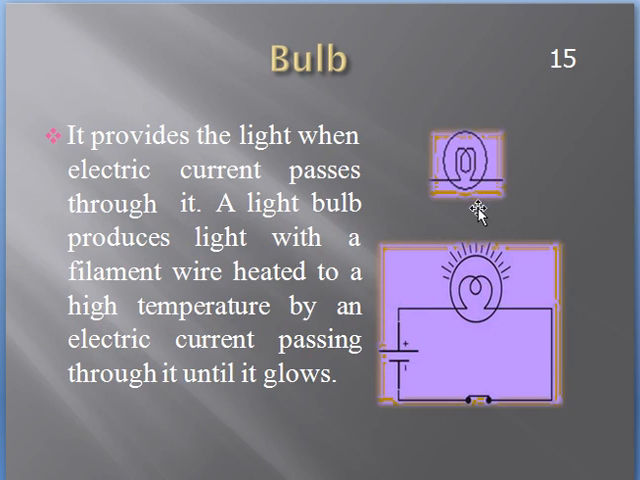This symbol represents a bulb, which provides light when electric current passes through it. A light bulb produces light with a filament wire heated to a high temperature by an electric current passing through it until it glows.